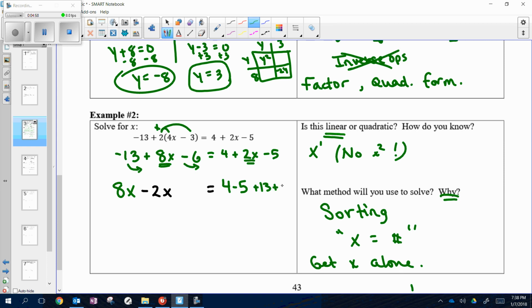And now I can combine them all. So over here, I end up with a 6x. And over here, -1 and 13 is 12, plus 6 more is 18. Finally, inverse that. Opposite of multiplying is divide. And x is 3. And you should check by plugging that back in and make sure it works.